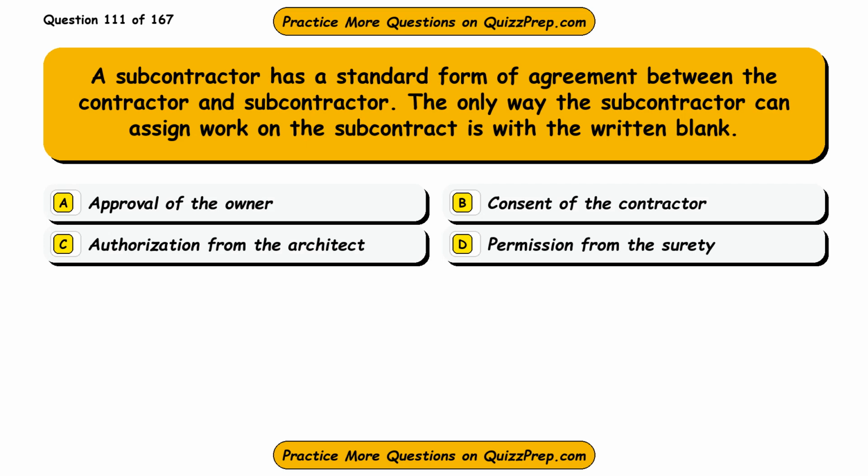Question 111. A subcontractor has a standard form of agreement between the contractor and subcontractor. The only way the subcontractor can assign work on the subcontract is with the written blank. Option A, approval of the owner.